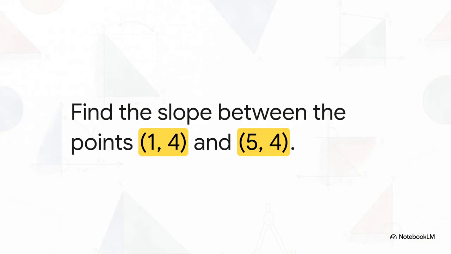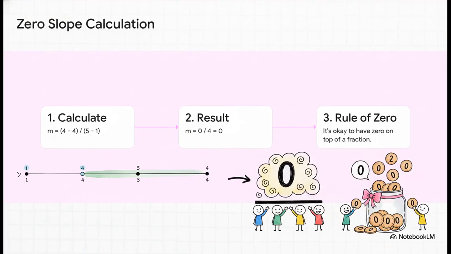All right, one last example. Now this one looks super simple, but it's actually set up to show us something really important about a special kind of line. So let's see what happens when we plug these into the formula. On top, for our rise, we've got 4 minus 4, which is 0. On the bottom, for our run, we have 5 minus 1, which is 4.